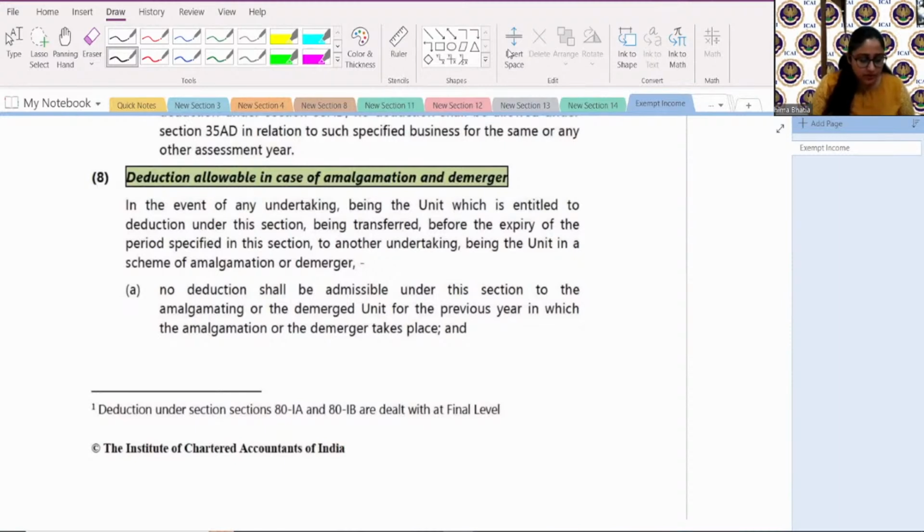Section 10(BB), we did not even cover it. How is there a doubt coming from it?